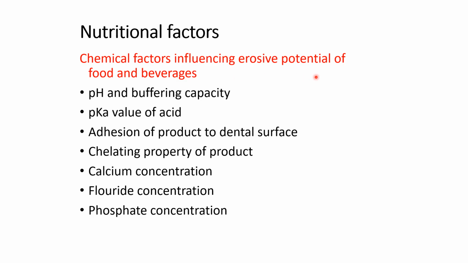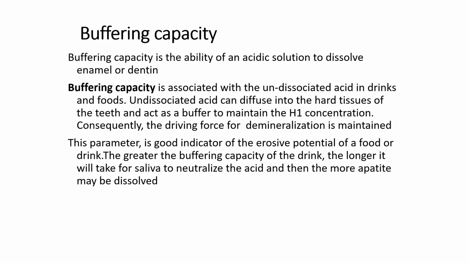Chemical factors influencing the erosion potential of the foods and beverages: pH and buffering capacity, adhesion of the product to the dental surface, chelating property of the product, calcium concentration, fluoride and phosphate concentration. Buffering capacity is very important. Buffering capacity is the ability of the acid solution to dissolve the enamel or the dentine, and is associated with the undissociated acid in the drinks and foods.